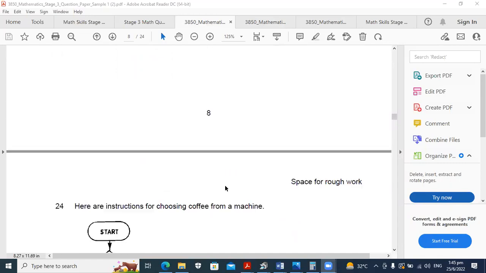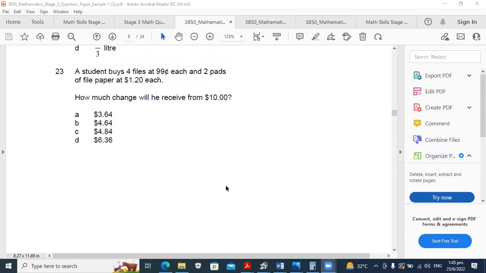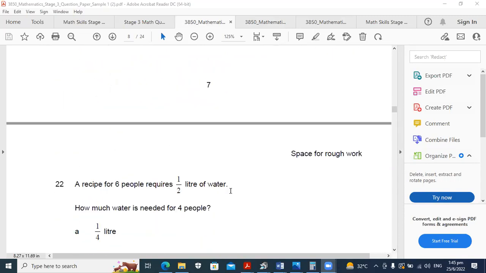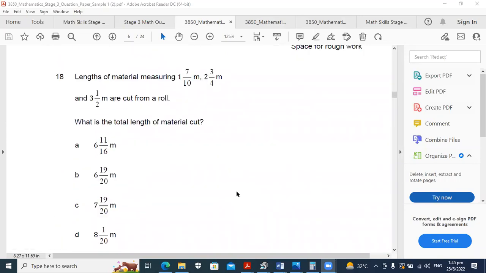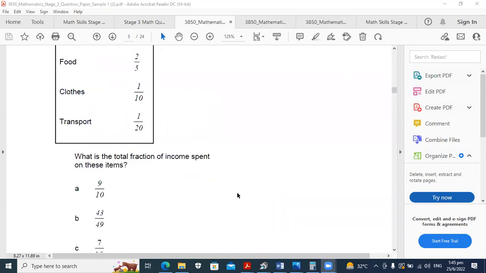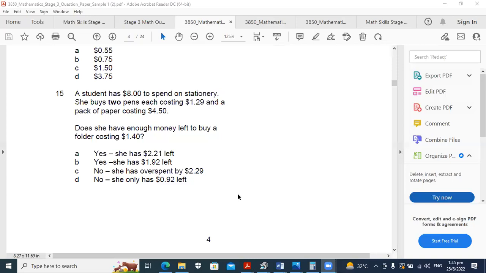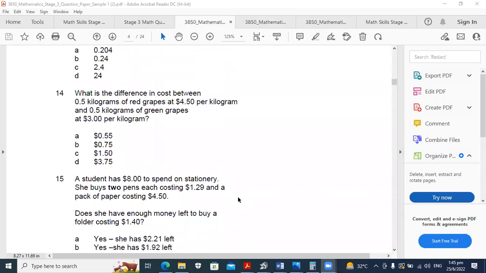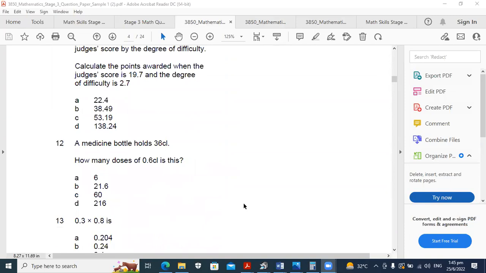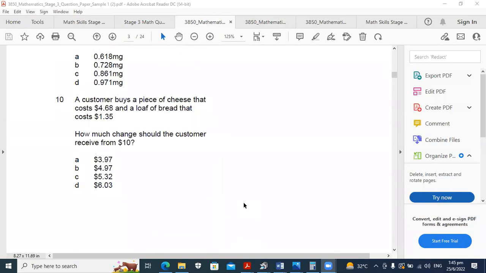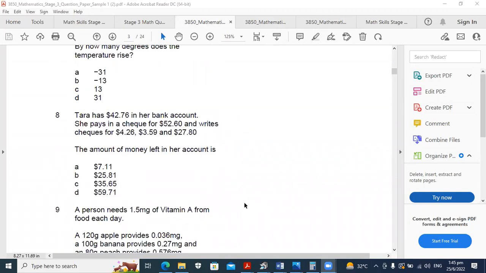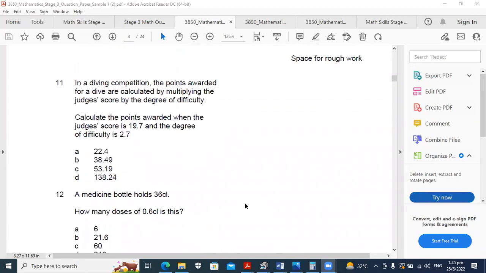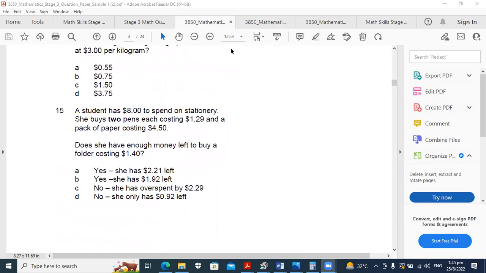So I will do that already. Yeah, we did those flow charts. All right. Look at 15.